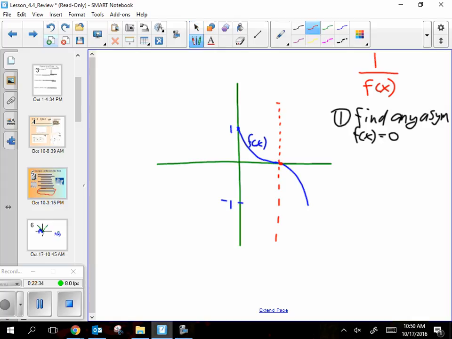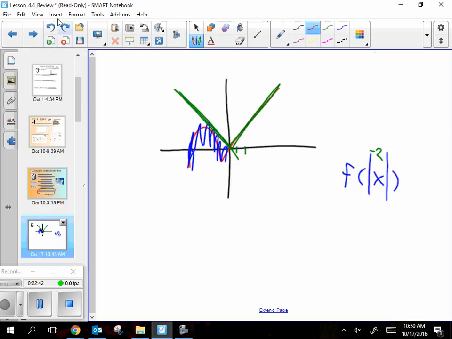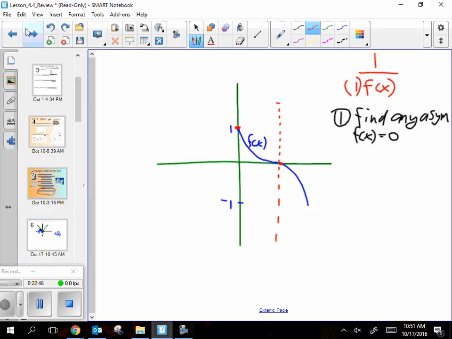Yes. Where the function was 1, it'll be 1 over 1, which equals 1. So it'll be the same. I hit the wrong button there. There we go. It'll be the same right here and right here, because -1, 1 over -1 is also -1. Now where do you go from there, though? I'll take a moment.